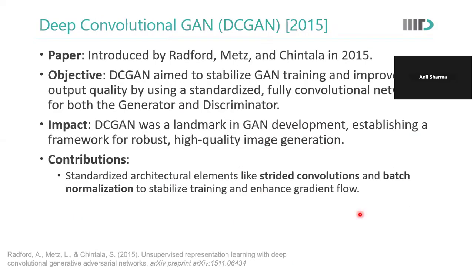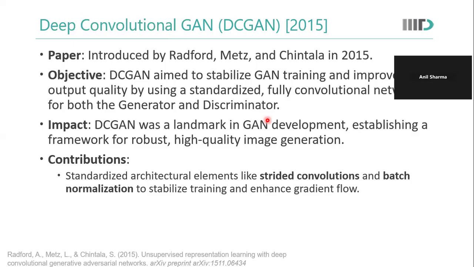The DCGAN paper came in 2015, I think in NeurIPS, but I'm not sure. You have to check. This came in 2015. And DCGAN aims to stabilize GAN training and improve the output quality by using fully convolutional neural networks for both the generator and the discriminator. You must be seeing that the generator is actually generating the image from some noise to an image, and the discriminator is doing some kind of classification between the real and the fake sample.